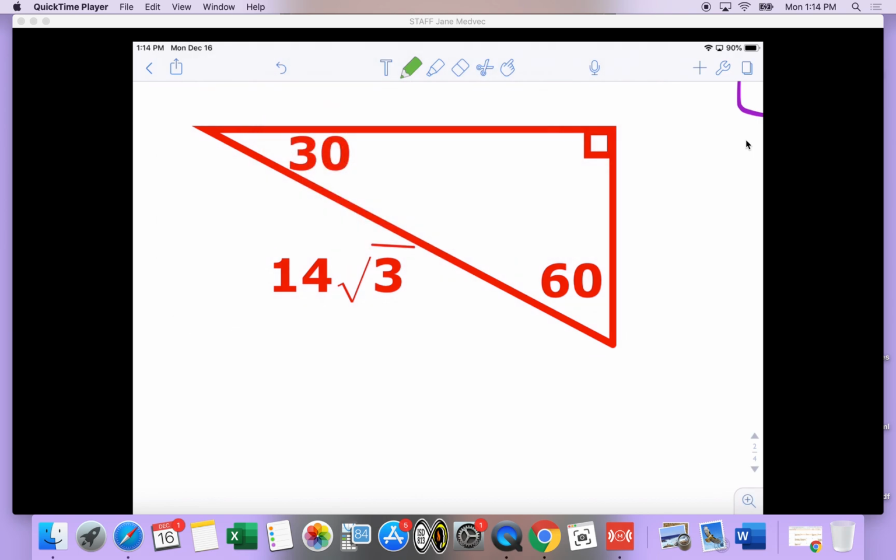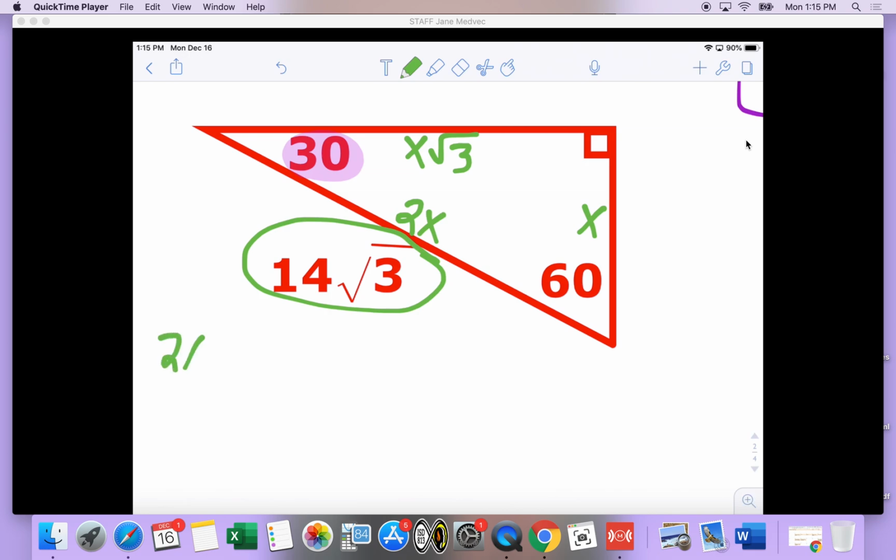Okay, what angle? 30. Side opposite is x. Hypotenuse? 2x. Other side? Yes. Very good. And again, you need to put them in because otherwise you get kind of lost in the problem. So I've got this side solved. So I'm going to come over here and I'm going to go 2x equals 14 root 3. How do I solve for x?